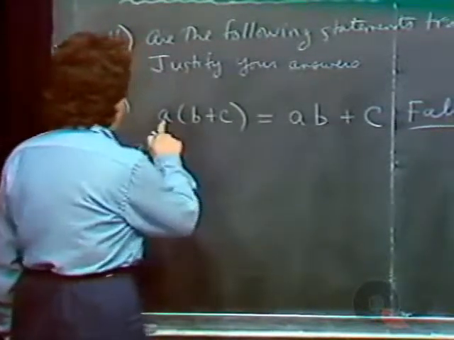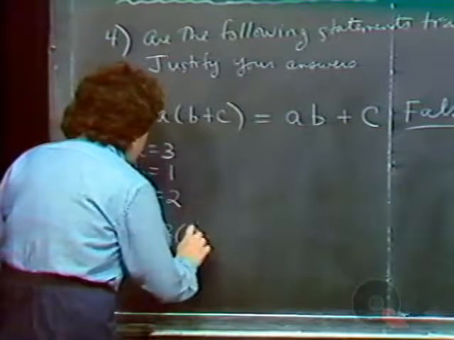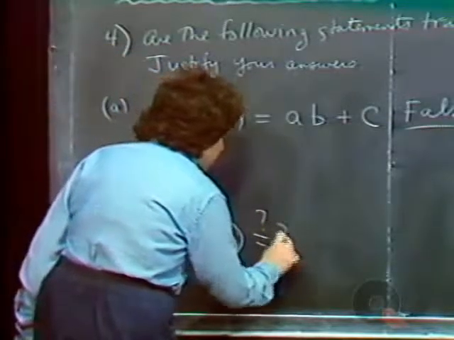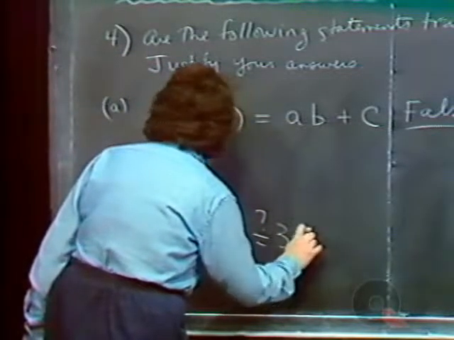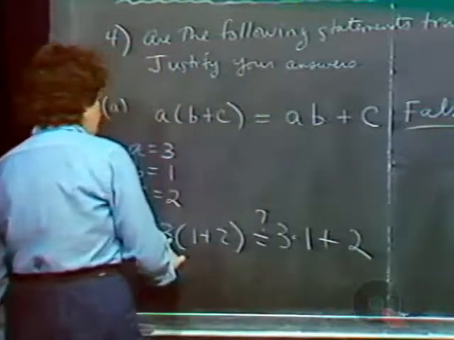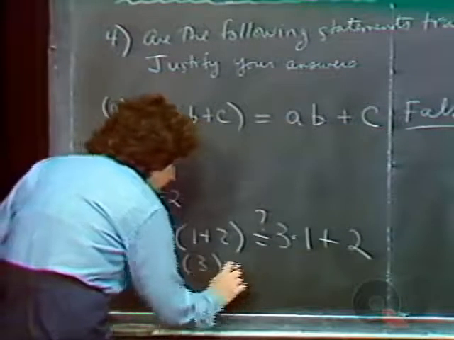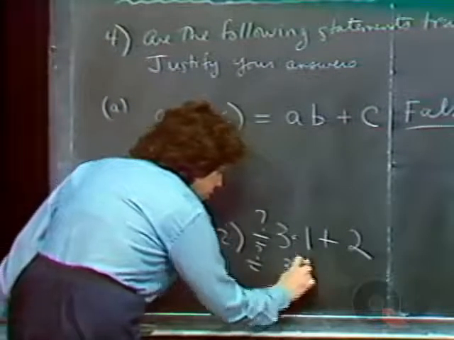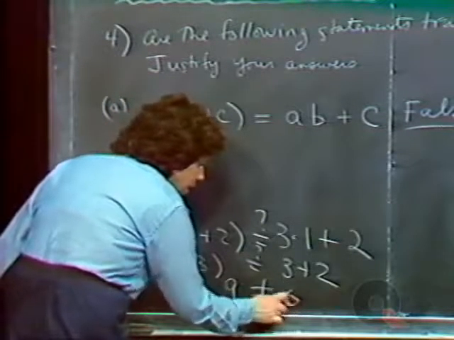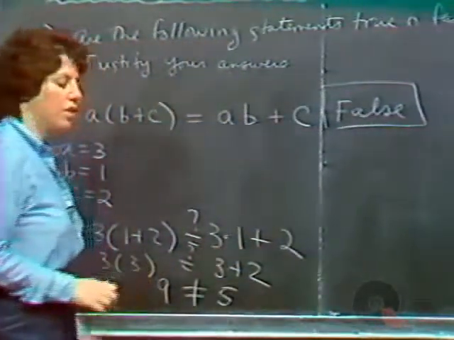Let's try this out. Letting A be 3, B be 1, and C be 2, 3 times (1 plus 2) should be equal to 3 times 1 plus 2. Well, 3 times (1 plus 2) is 3 times 3, and that should be equal to 3 plus 2, and 9, of course, is not equal to 5, and therefore this is false.